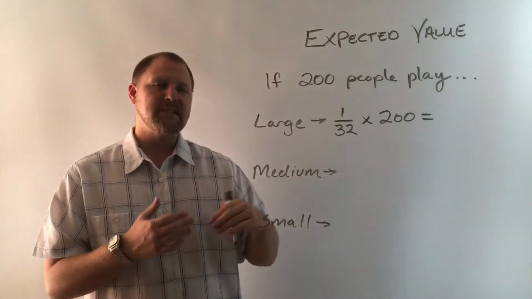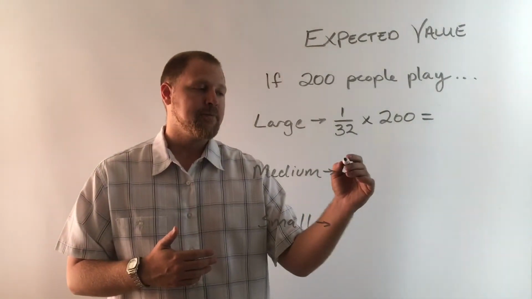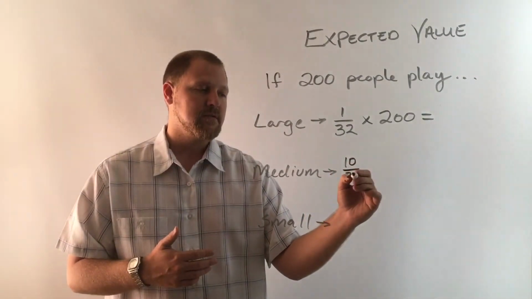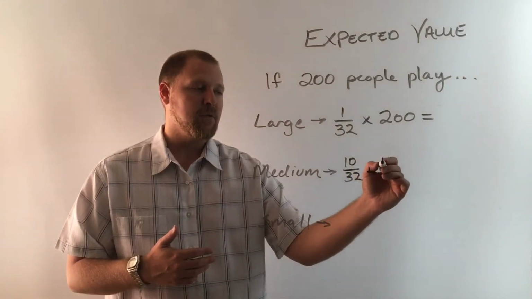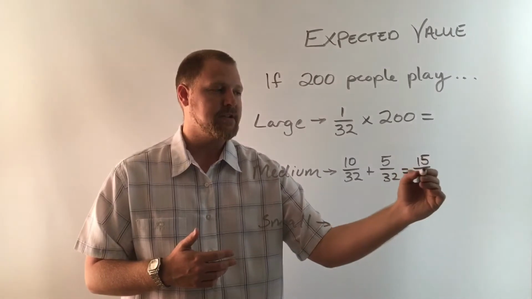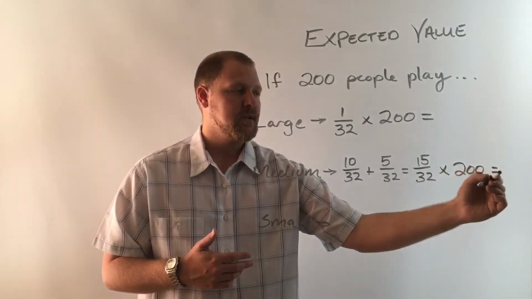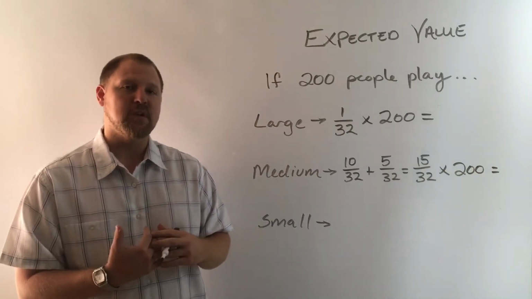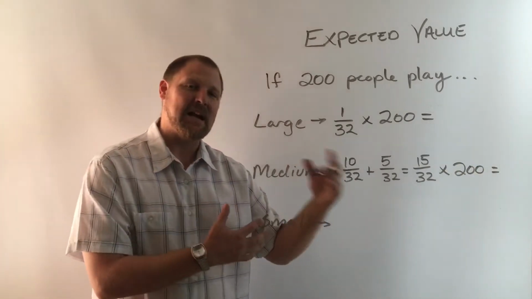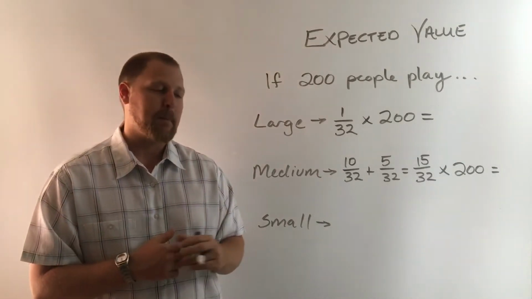For the medium prize, it's either 3 or 4 hits. Well, the 3 hits was 10 out of 32, and the 4 hits was 5 out of 32. So when you add those, you get 15 out of 32, and then you have to multiply that by 200, because 15 out of every 32 people will get a medium prize, times 200 will tell us how many out of 200 we're going to need to give away.